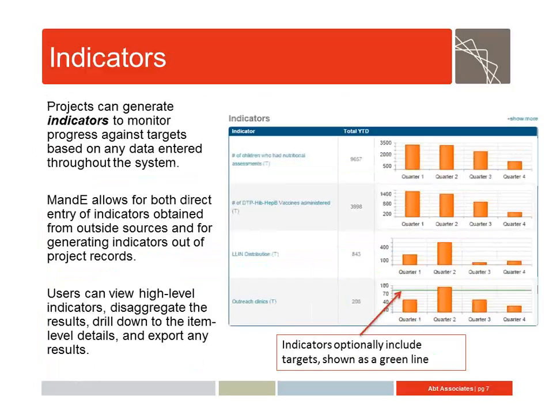Here's what the indicators generally look like. Projects can generate indicators to monitor progress against their targets. You can put in the targets that you want, and then it collects data over time. As each staff member enters information, it builds up over time, and then you can do disaggregations as part of your query builder when you drill down into the details. So you can view the high-level indicators, disaggregate the indicators, and drill down to the item-level details.